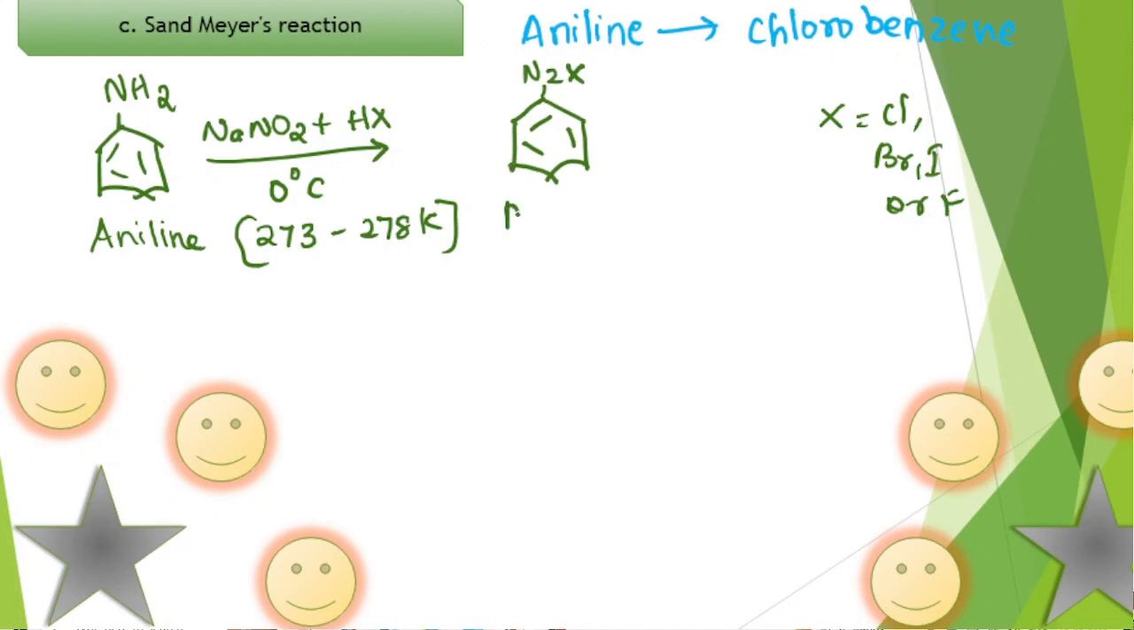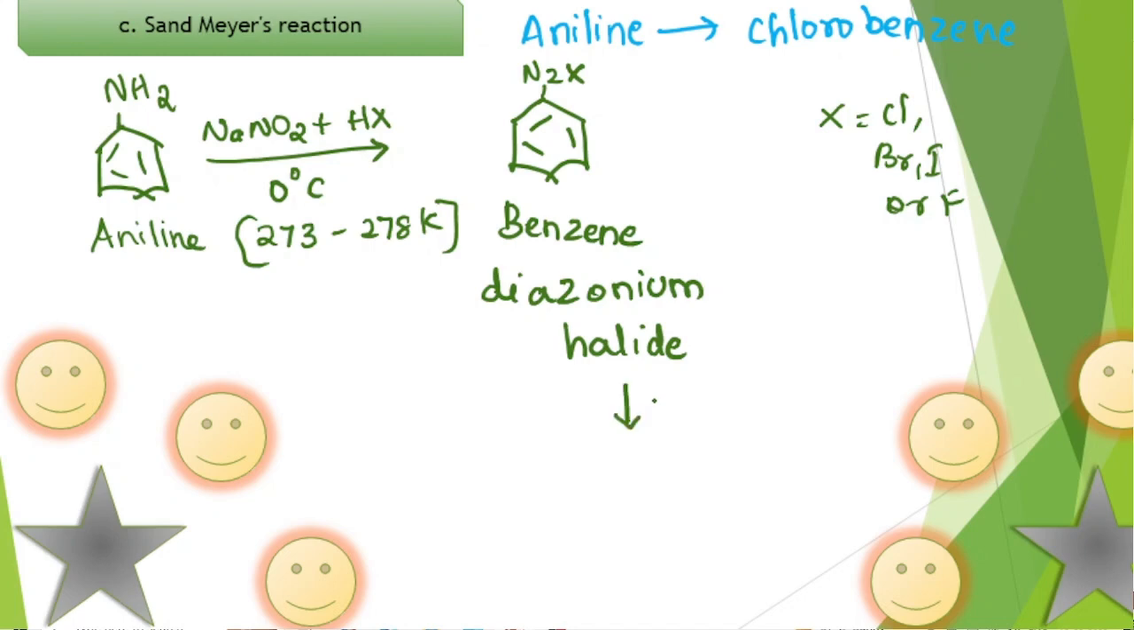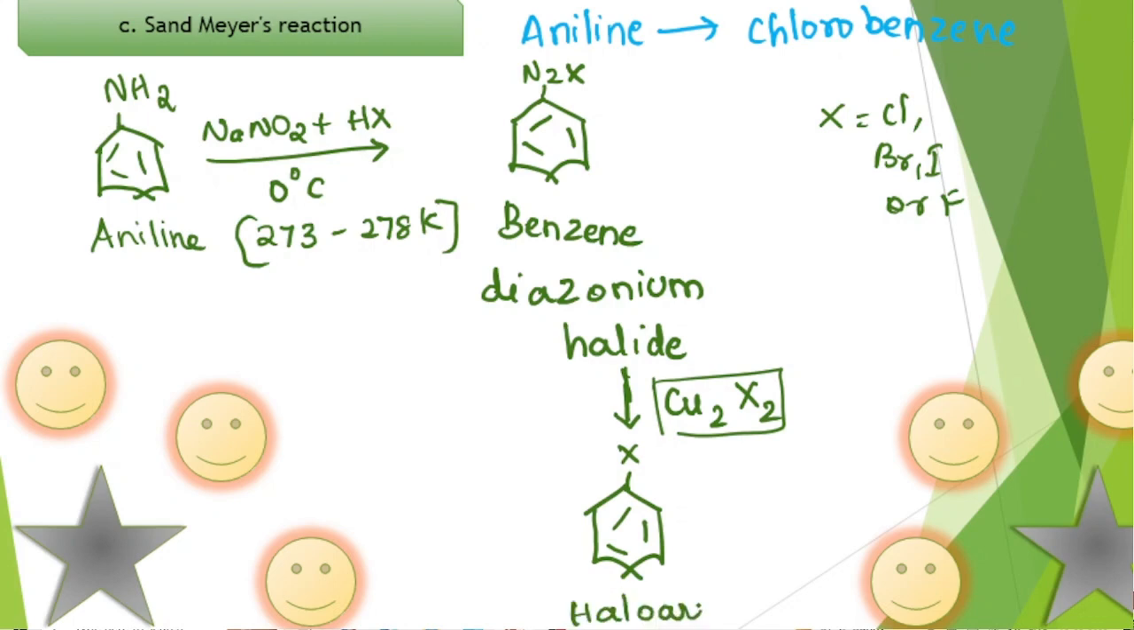This is called benzene diazonium halide. With this, when we react Cu2X2, which is a catalyst, we will get the benzene ring with X. So this is nothing but a haloarene with the liberation of N2 gas.